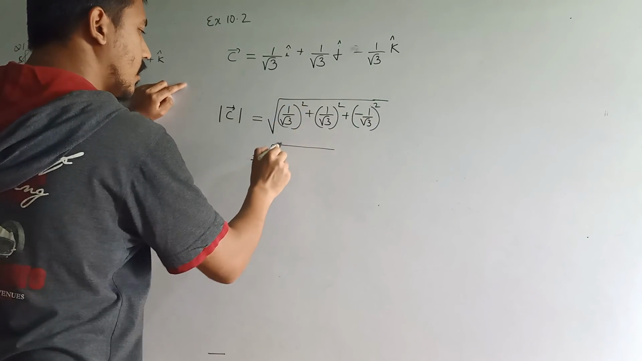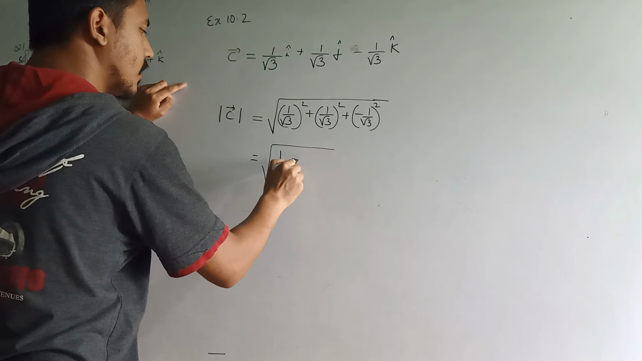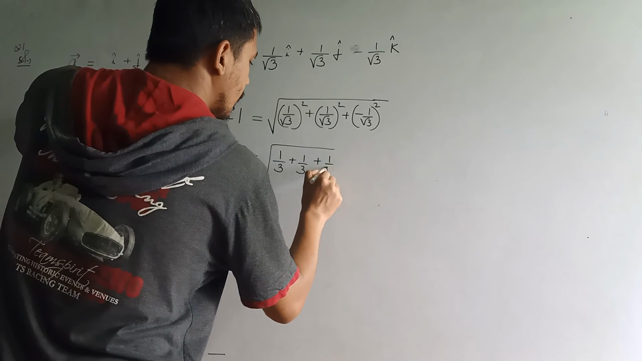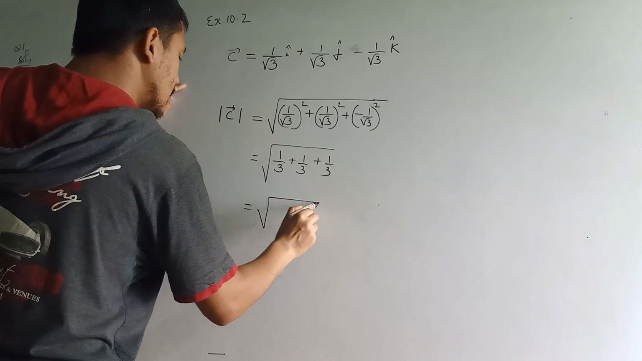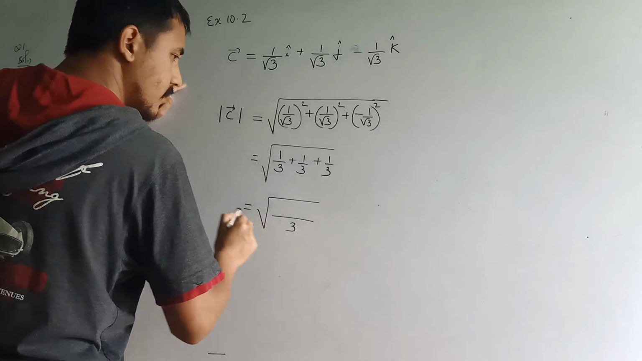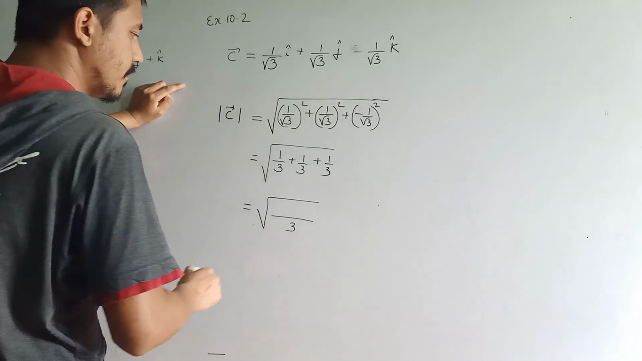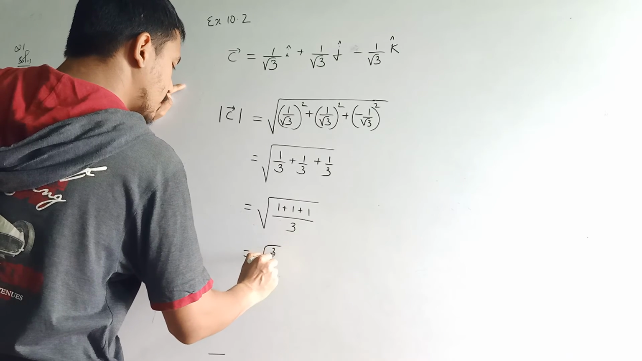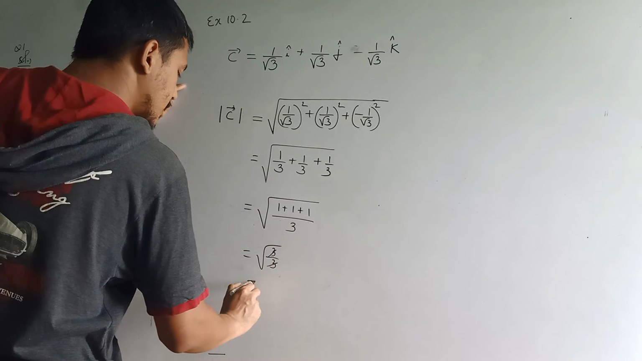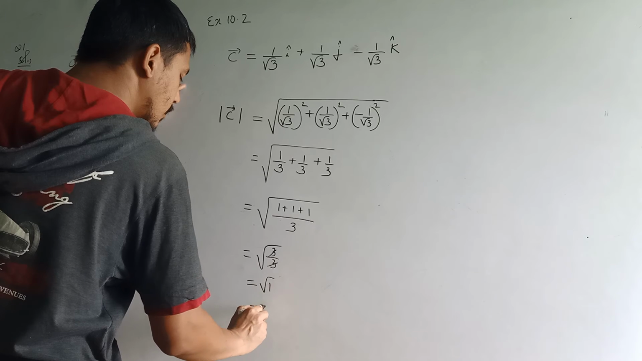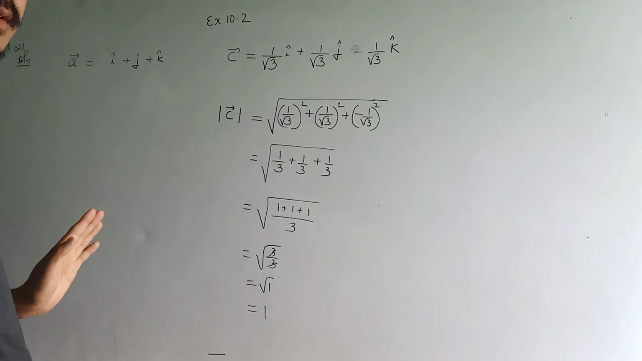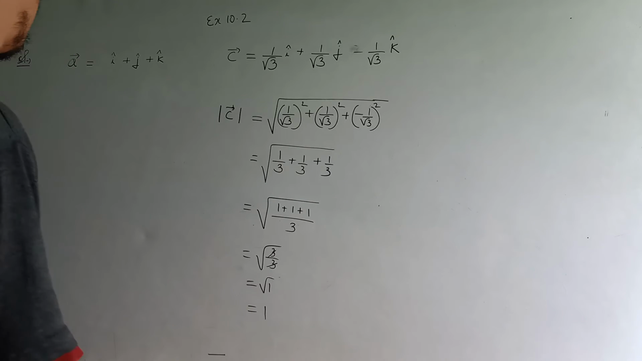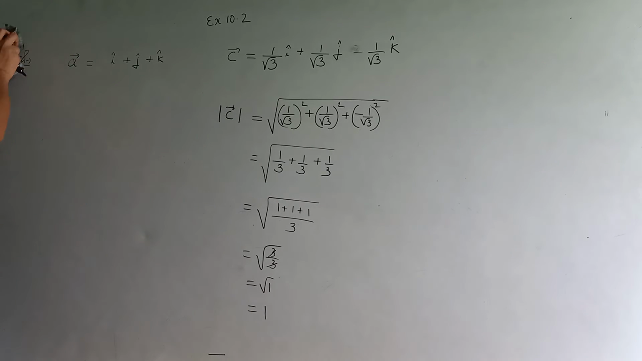So 1 squared is 1 upon 3, plus 1 by 3, minus squared is positive, so 1 by 3. So that is equal to, 3 is the LCM, 1 plus 1 plus 1 over 3, which is equal to the square root of 1, that is equal to 1. That means C is a unit vector because its magnitude is 1. Are you following that? Alright. Okay, we can go for the second question then.